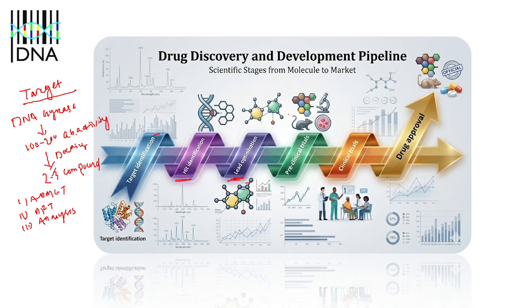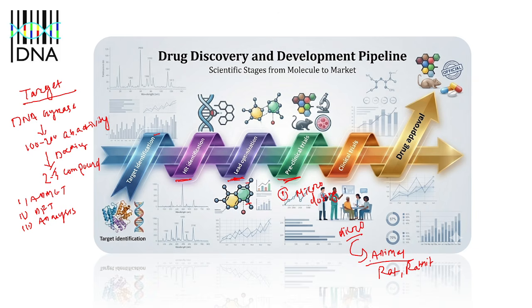After that, we optimize that lead compound. Then we go for the fourth step, the preclinical trials. The preclinical trial is also called the microdosing stage. I can write it down here, the microdosing phase. In this microdosing stage, we test our drug molecule on animals such as the rat, the rabbit, and the guinea pig. All those animals we study.